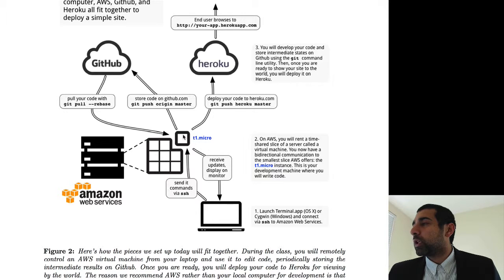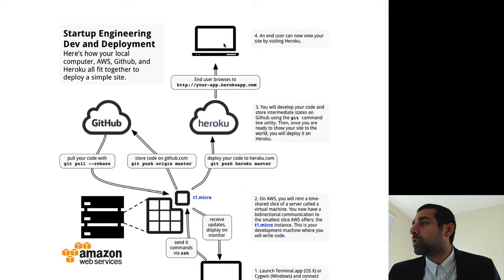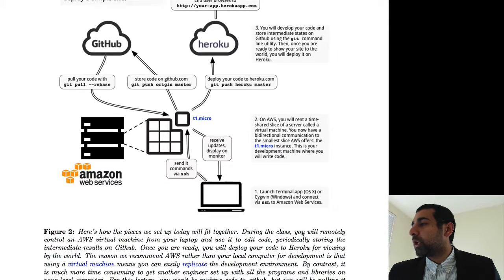In particular, one of the things you're going to do is pull code down from GitHub over here. You're going to mess around with it a little bit, and then you're going to push it to Heroku. And then you're going to have an end user browse to your app.herokuapp.com. And this is the protocol for how you develop over here, and you'll pull and push or push and pull code back and forth like so. And then when you're ready, you will deploy to Heroku, and then someone can look at the code over here. So this is the development flow that we're going to be setting up.